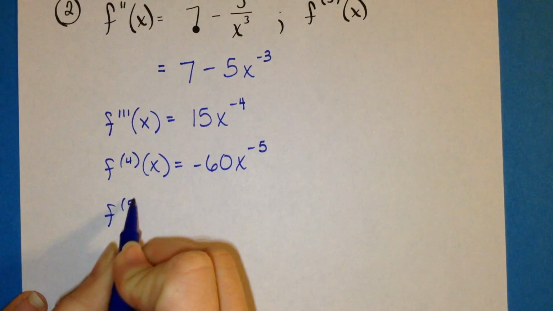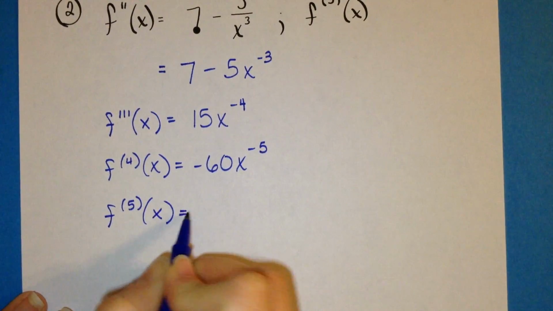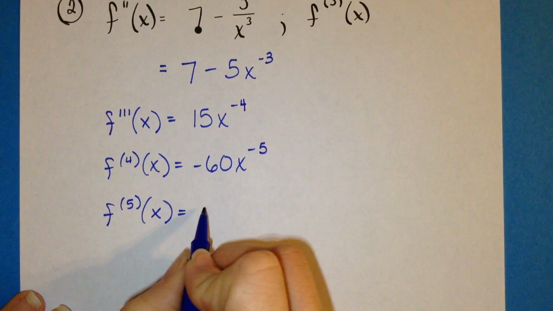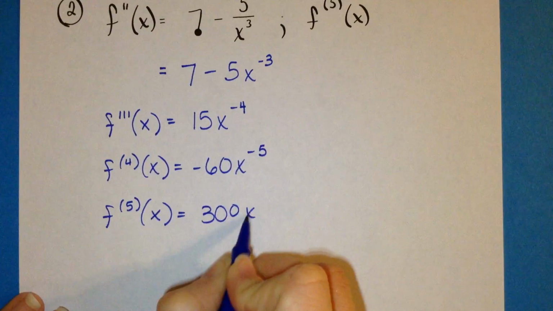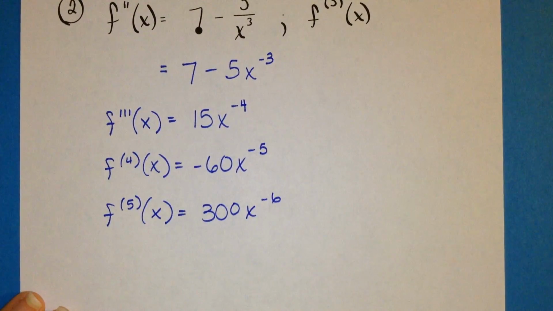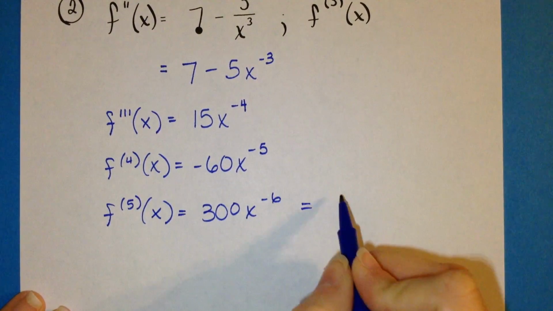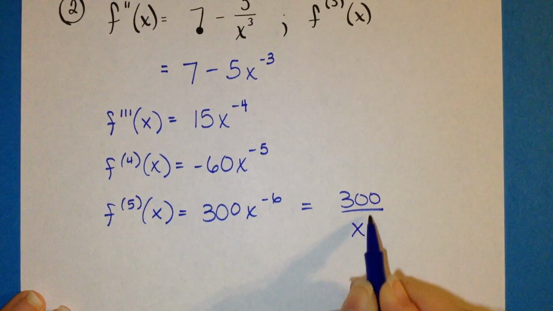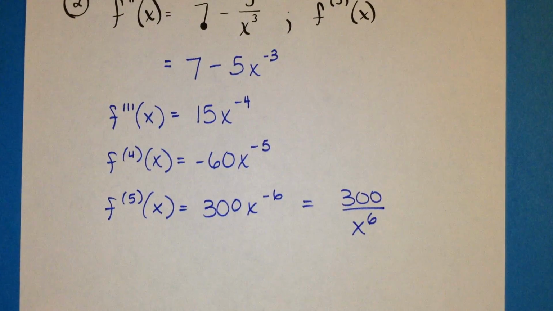So now your fifth derivative. Now you got to do negative 5 times negative 60, so that's going to give you positive 300x to 1 less power. And now, finally rewrite this. Bring this to your denominator, and so you'll have a positive exponent.